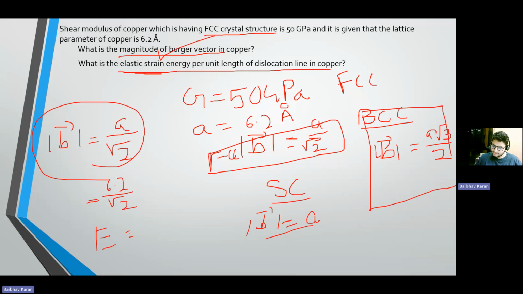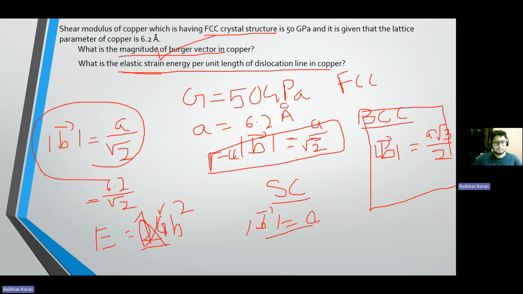What is the value of total energy? 2 G b square, right? Or alpha G b square, right? Alpha G b square or 2 G b square. And alpha here will be 1 because we're talking about only one dislocation. It will be alpha G b square, 1 G b square.